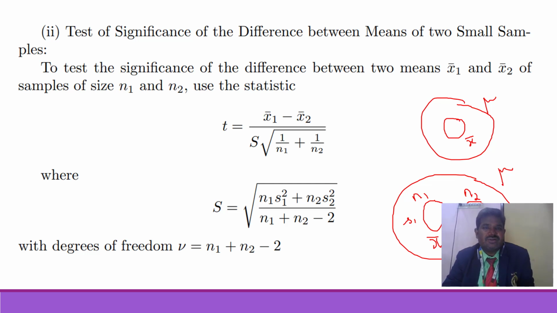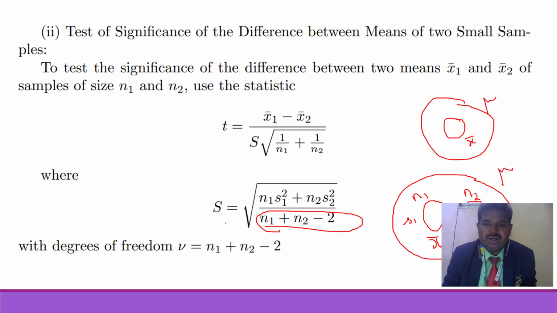To test the significance of the difference between two means x1 bar and x2 bar of sample sizes n1 and n2 respectively, we use the formula T is equivalent to x1 bar minus x2 bar divided by capital S into square root of 1 by n1 plus 1 by n2, where capital S is equivalent to the square root of n1 s1 square plus n2 s2 square divided by n1 plus n2 minus 2, with the degrees of freedom being n1 plus n2 minus 2.